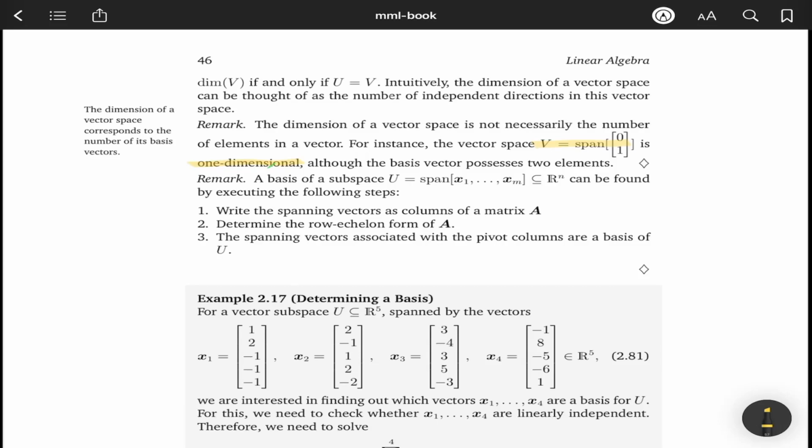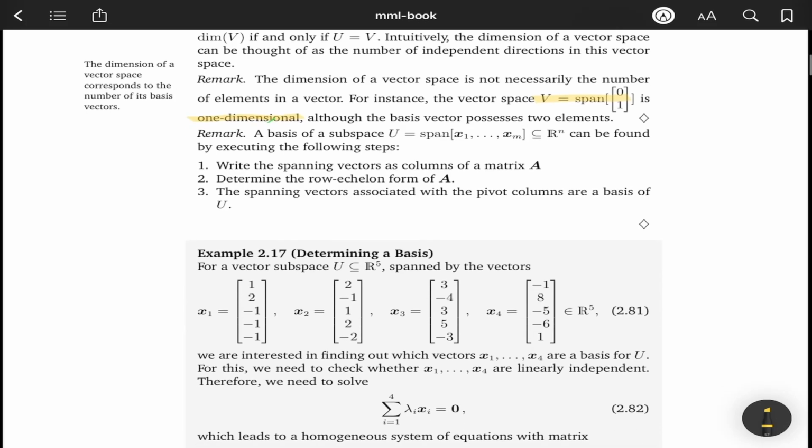Remark: a basis of a subspace U, which is constructed by the span of x1 to xm, which is a subset of Rn, can be found by executing the following steps. Write the spanning vectors as columns of the matrix A. Determine the row echelon form of A. The vectors associated with the pivot columns are a basis of U. Yeah, that makes sense.